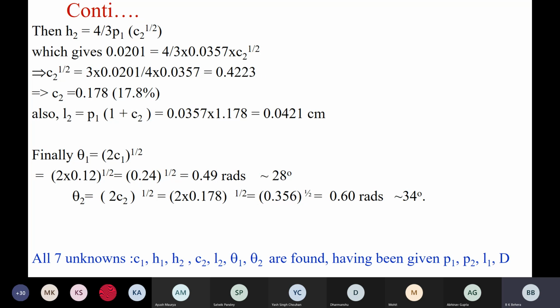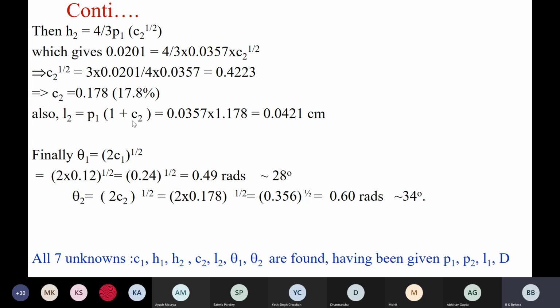is written crimp percentage or simply crimp. If it is written simple crimp, you have to express it in fraction. If it is written crimp percentage, you multiply by 100, express the crimp in percentage. So you have to be very careful about the crimp value. Okay, so here C2 is coming 17.8%.